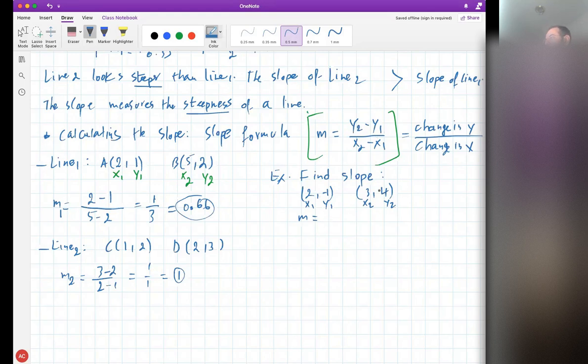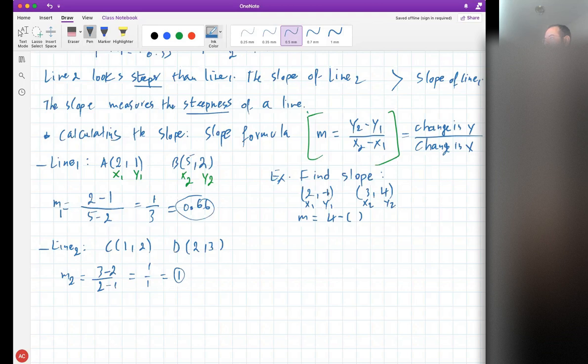So it's going to be y2, which is 4, minus y1. What is y1 equal to? Negative 1. Especially if you have a negative in the coordinates, you should pay extra attention, because you could end up with a double negative like here. There's always going to be these two minuses here, in addition to possible minuses from y1 and x1.